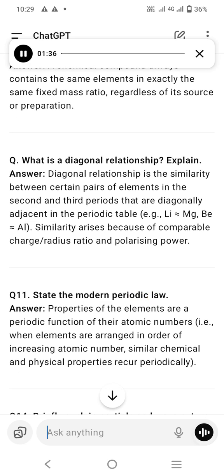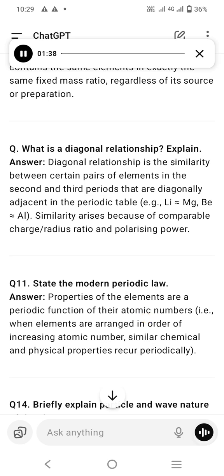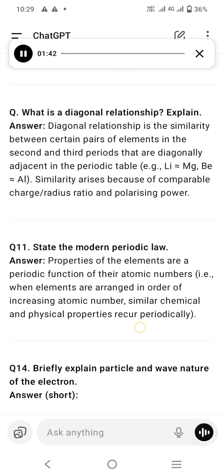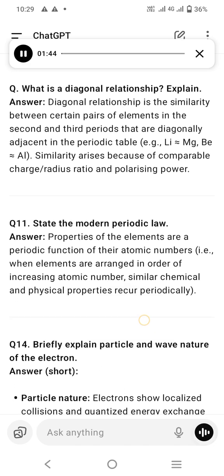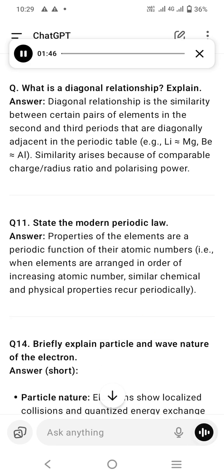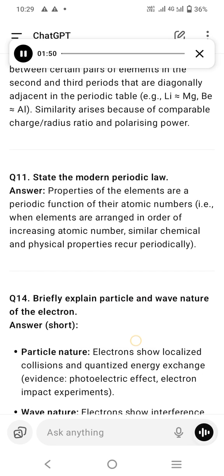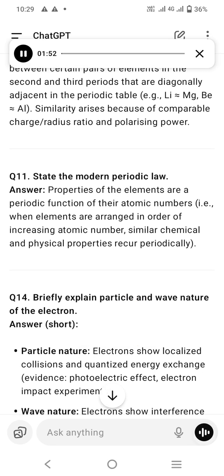Explain. Answer: diagonal relationship is the similarity between certain pairs of elements in the second and third periods that are diagonally adjacent in the periodic table, e.g., Li-Mg, Be-Al. Similarity arises because of comparable charge-radius ratio and polarizing power. Q11.